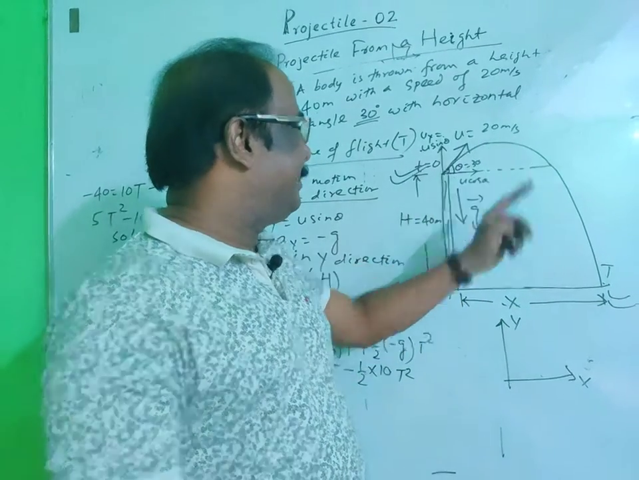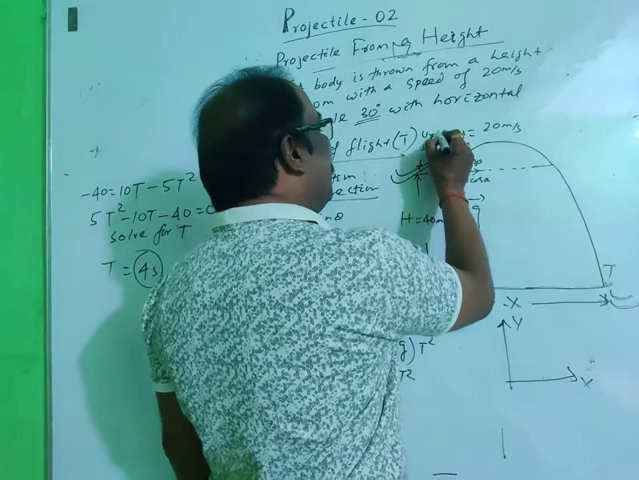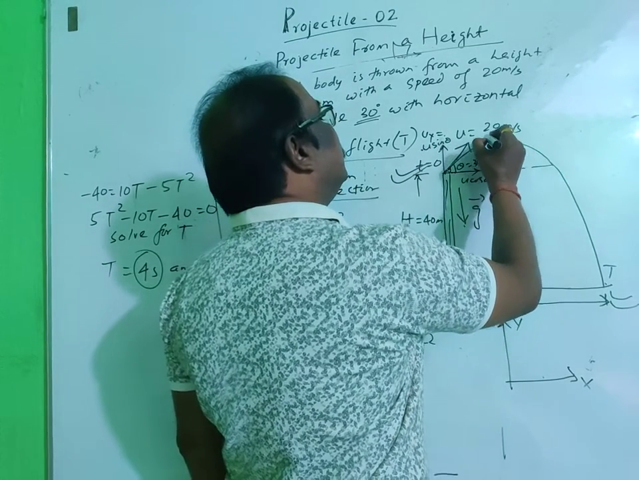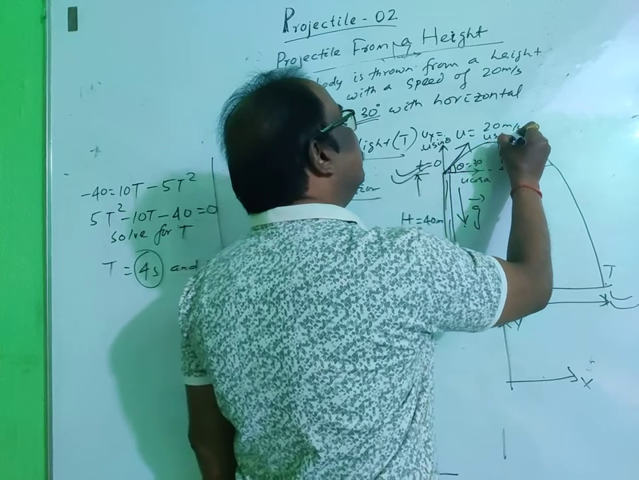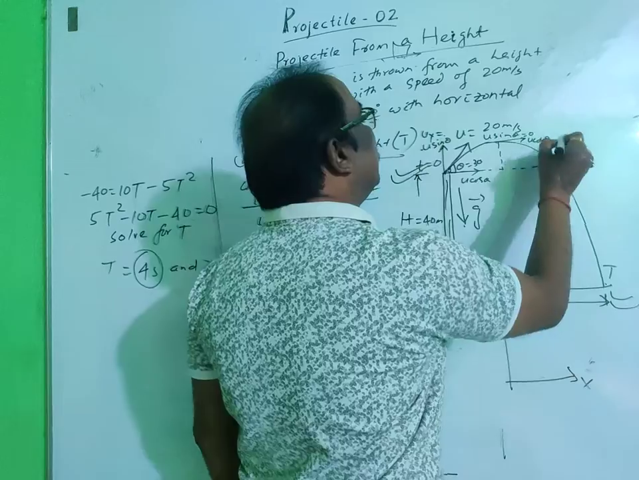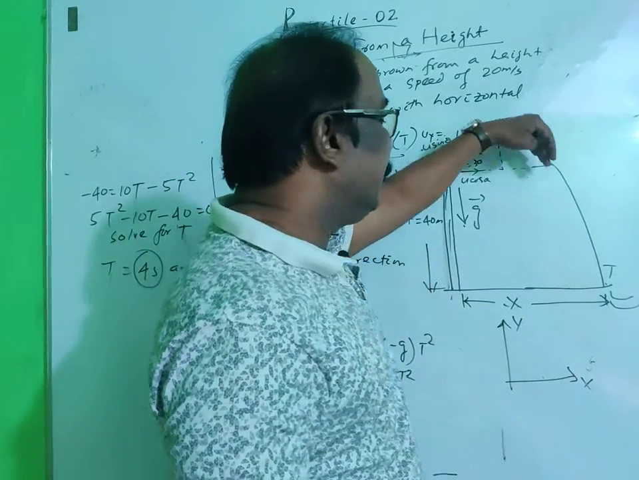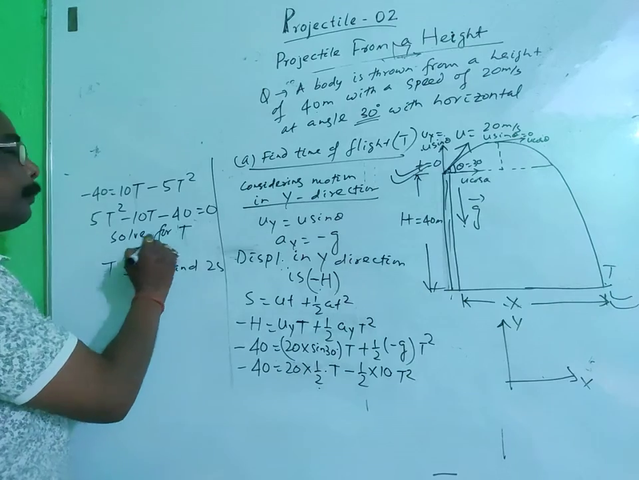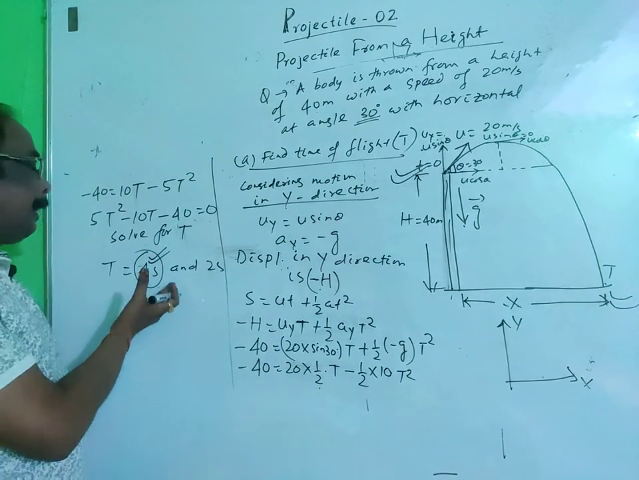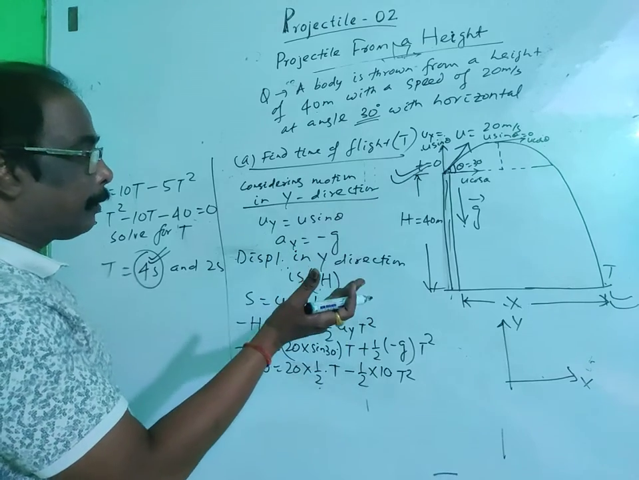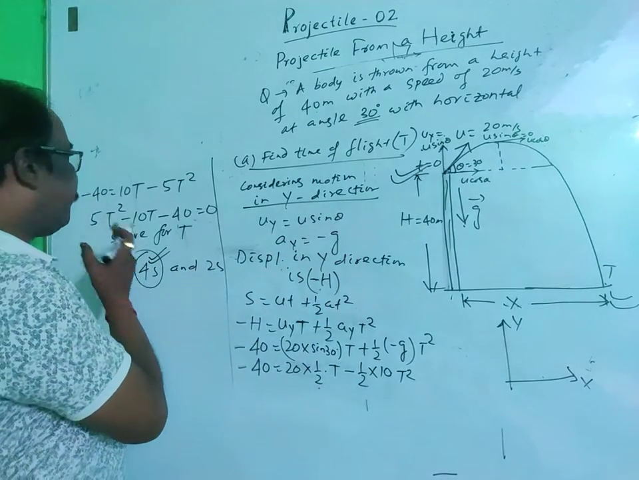it moves up. See, u sin theta will go on decreasing due to the effect of gravity, and at the highest point u sin theta is 0. And here the only velocity present is u cos theta. The body first goes up, then moves down. So take the greater one, 4 seconds. So the time taken by the body to reach the ground, or time of flight, is 4 seconds.